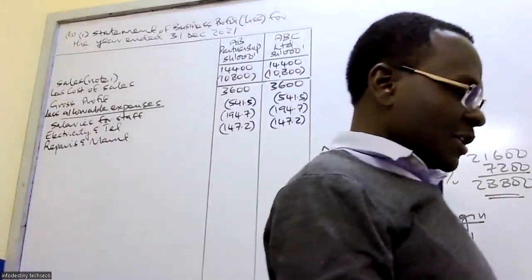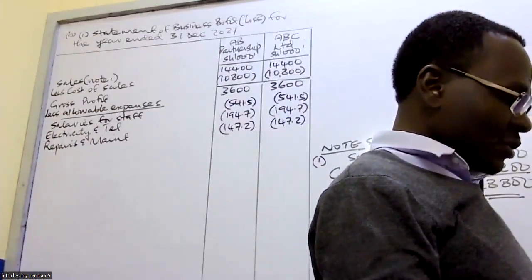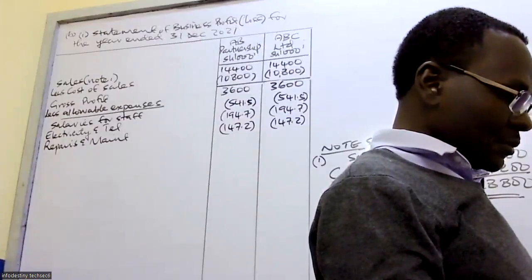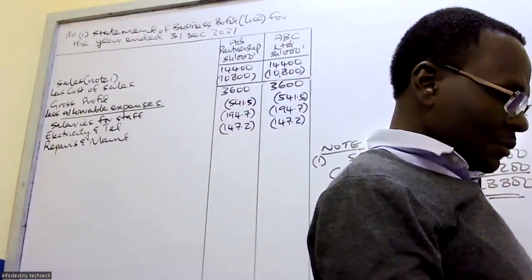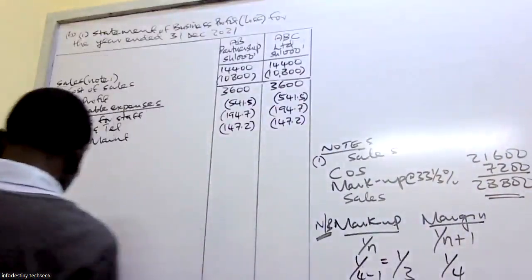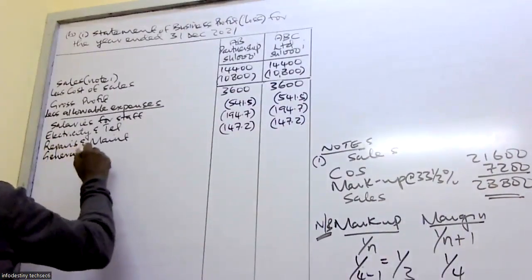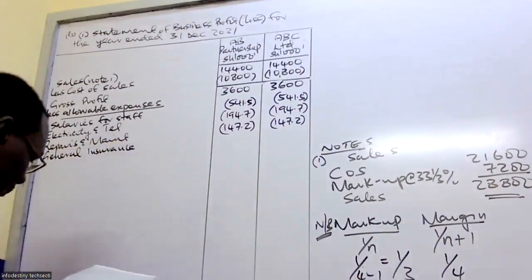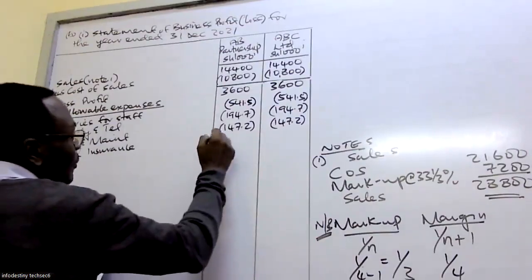Depreciation and impairment is not allowable. General insurance, are they saying anything about general insurance? No. So general insurance will come in. Half of that would be how much? 235.